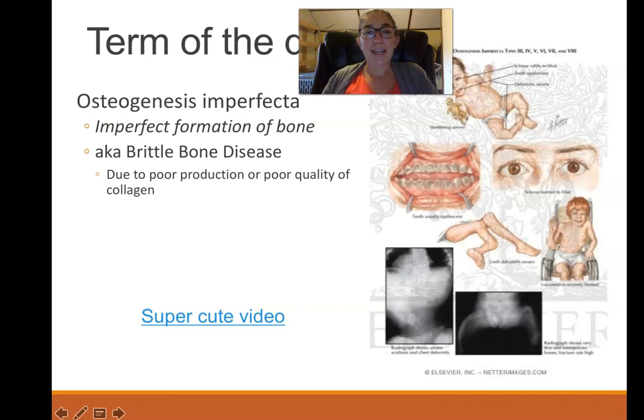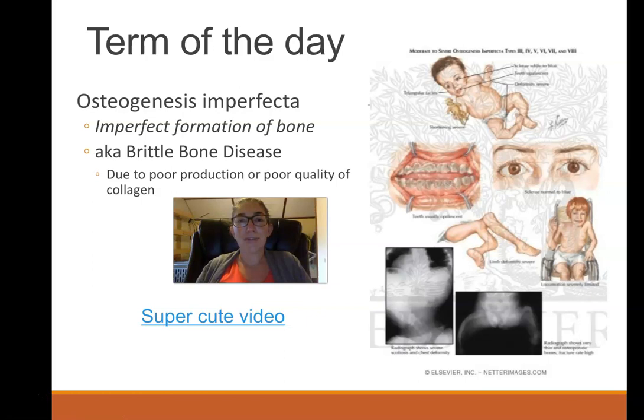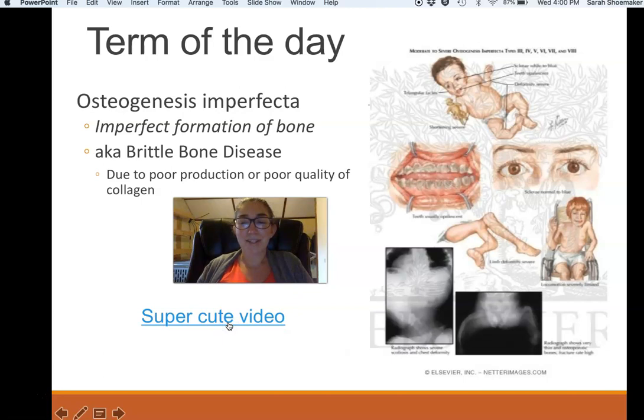My term of the day in this chapter is a condition called osteogenesis imperfecta, also known as brittle bone disease, and it is a genetic disorder that's due to a malfunction in the production of collagen. Collagen is a protein that's important in all types of connective tissue, in cartilage, and in bone. There are different levels of osteogenesis imperfecta, or OI. And this little video here is a girl with OI who explains it to us, and she happens to be extra adorable.